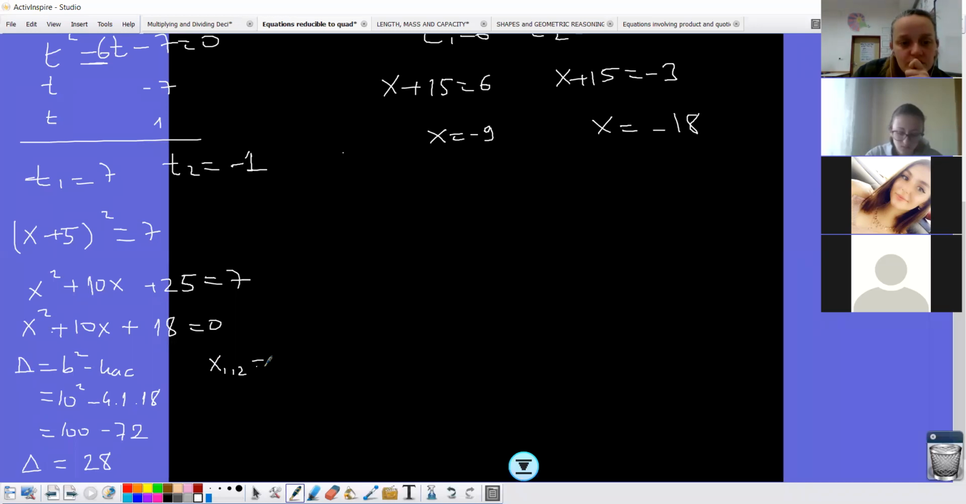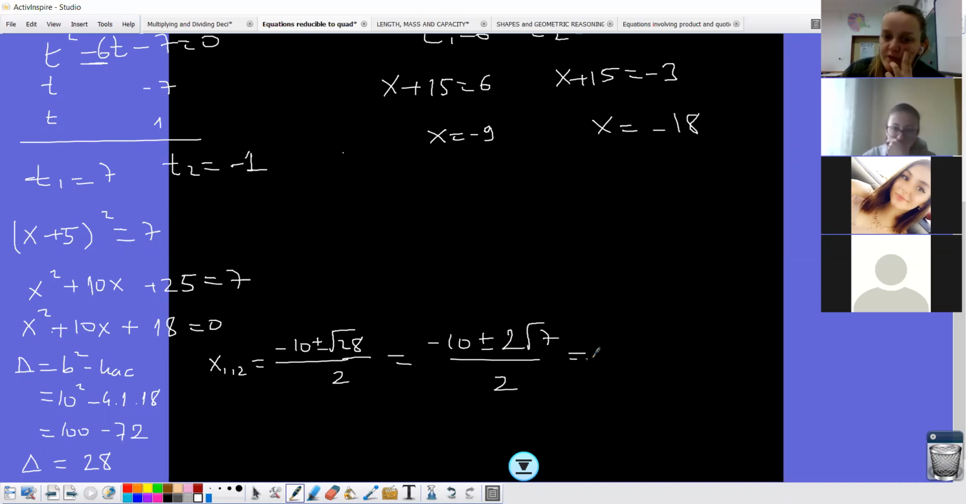Then x1 and x2 will be minus 10 plus or minus root of 28 over 2. Can I write 28 as 4 times 7? Yes, teacher, and we will have 2 root of 7 over 2. So when I divide by 2, I will get minus 5 plus or minus root of 7. So here, as you can see, you have these 2 solutions. For minus 1, you will do the same thing, and you will get 2 more solutions from there, okay? It's okay?